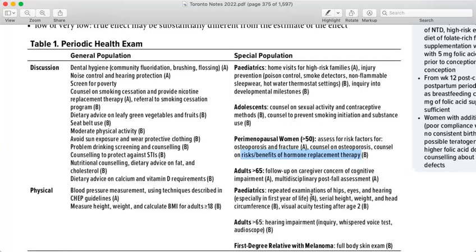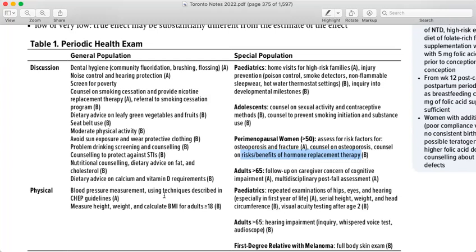Pediatrics, you are going to discuss the examination of hips, eyes, and hearing in every single one. Then height, weight, and head circumference is not done in everyone. If there is a family history, then visual acuity assessment is done, testing after age of 2. Like a question can be asked in the newborn, how you are going to check the vision. So find out what the answer to that is.